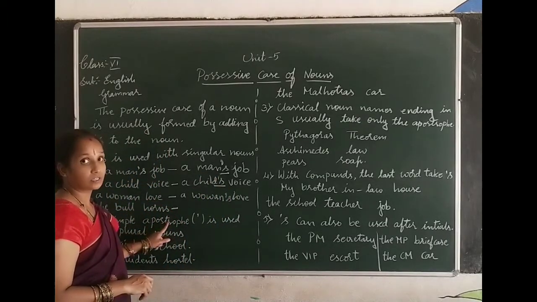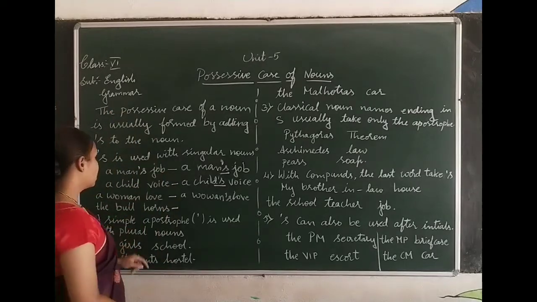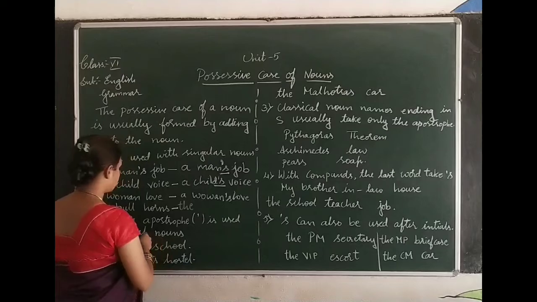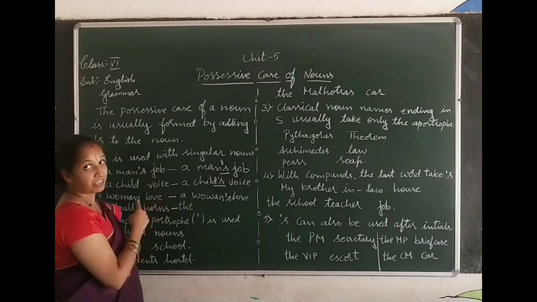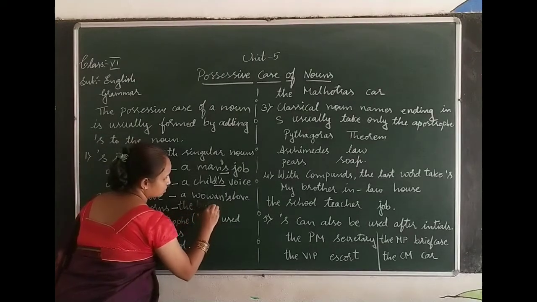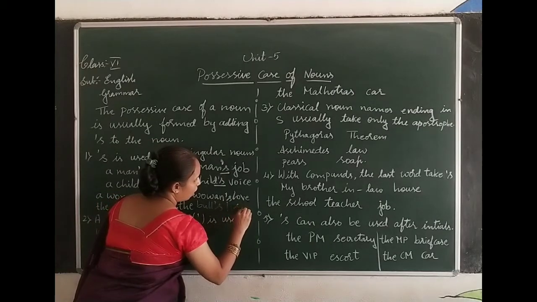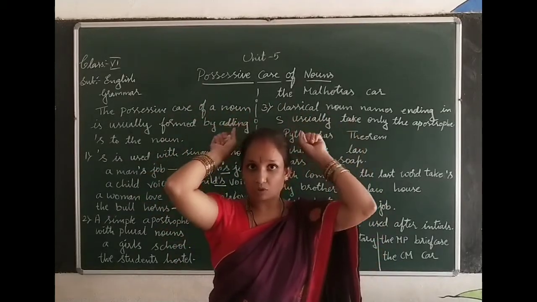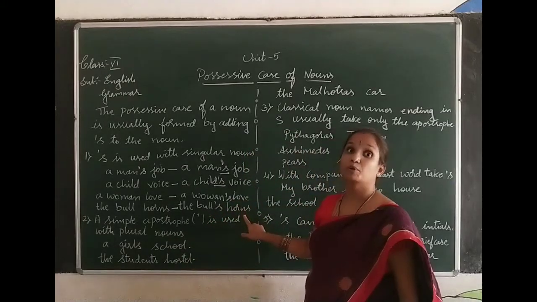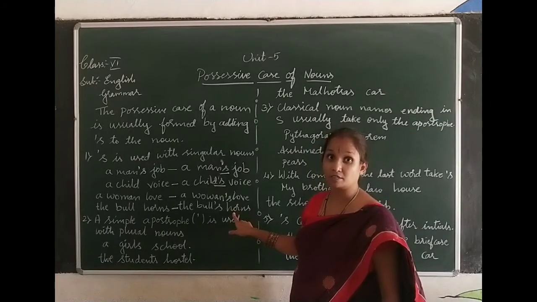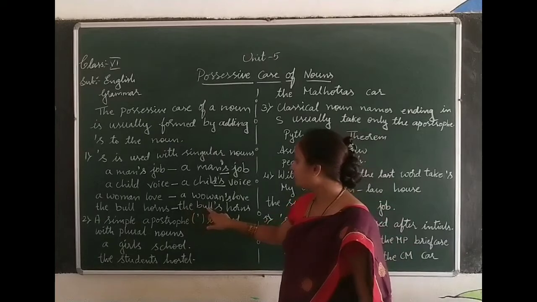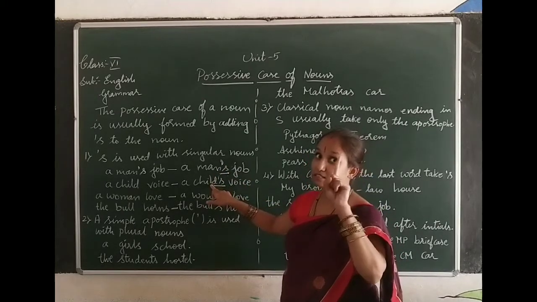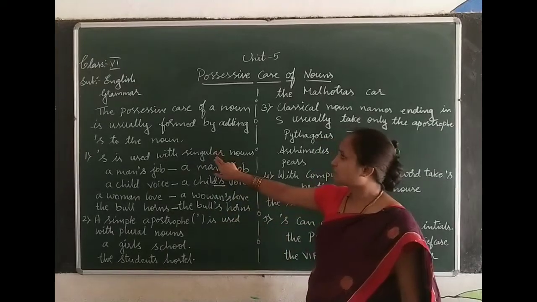Next one: the bull horns. Horns means kombu, kodgalu. The is a definite article; a is an indefinite article, as we have learnt in the previous class. The bull's horns. Horns on animals are always two, not a single one, so it is plural. Even though we have added apostrophe s, it is denoted as singular, not plural. This is about singular nouns.